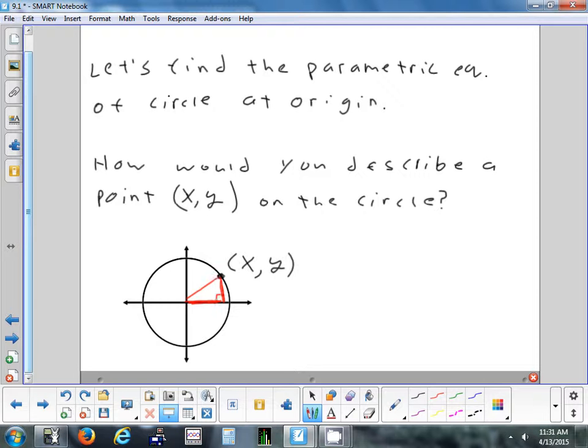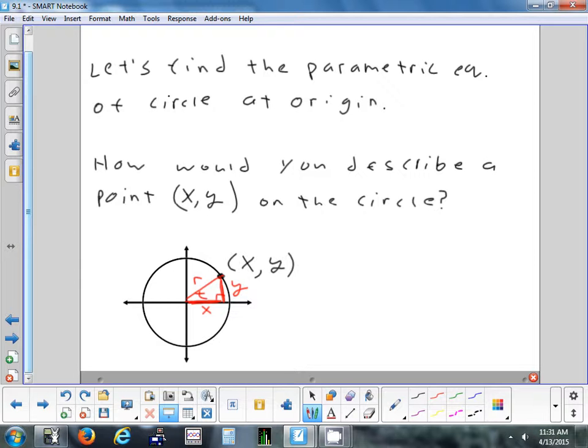This time, we normally let the angle be theta. Let's let the angle be t. The parameter is the thing that's changing. Well, when you change your location on the circle, you're changing your angle. That's the thing that's changing. So that's t. Let's let the hypotenuse be r, because that's the radius of the circle. The length of the bottom side is x, and the height of the triangle is y.